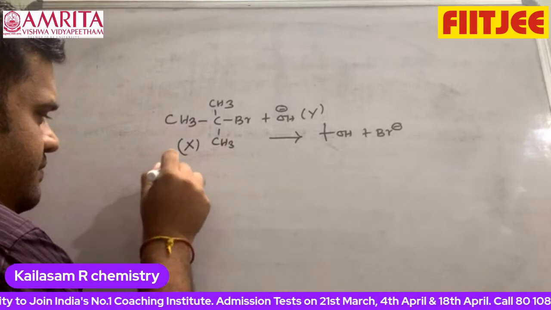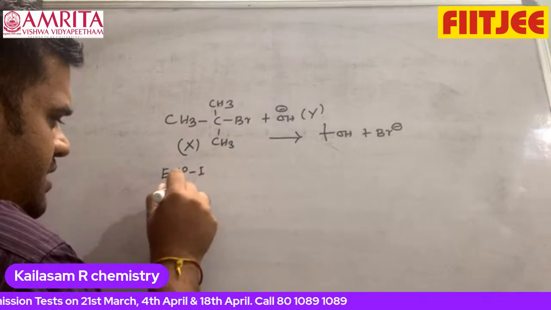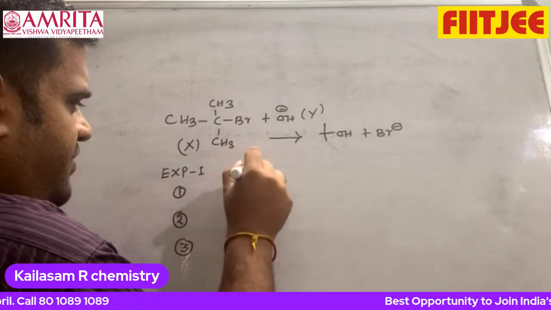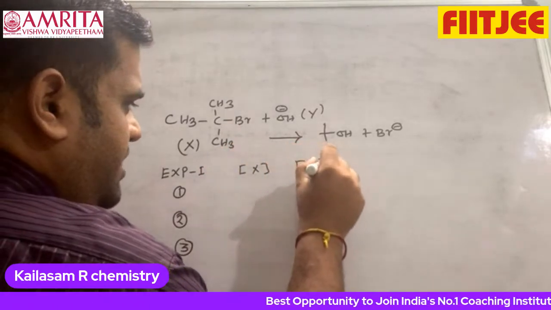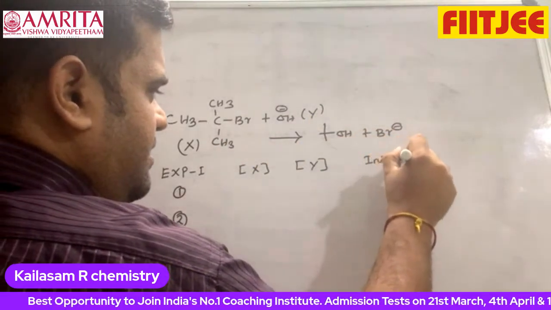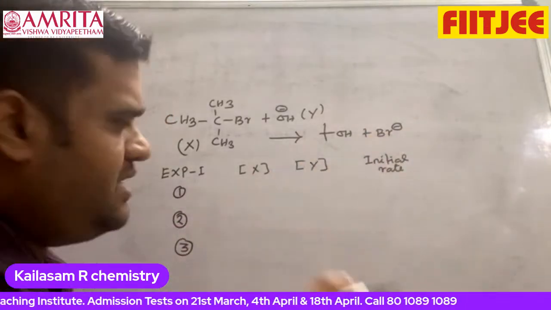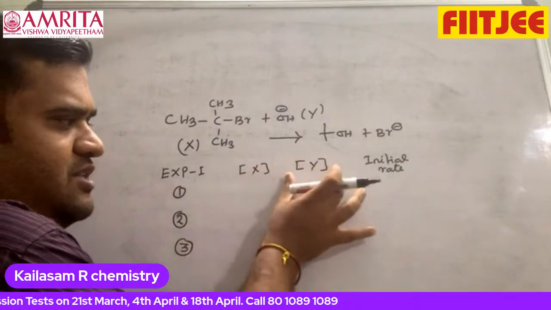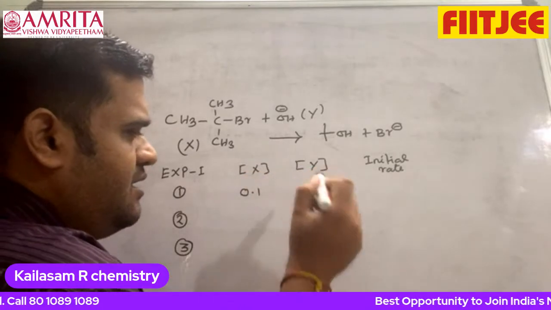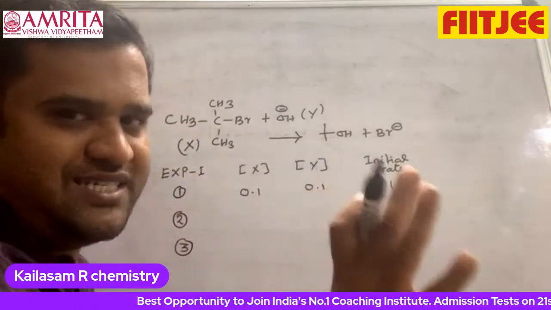Now what am I going to do? Experiment 1, 2, 3. Now I can say the concentration of X, the concentration of Y, and the initial rate. The initial rate is in molar per minute. Concentration is mole per liter, this also mole per liter. I am just writing to make it easy to understand, taking 10 power minus 3.